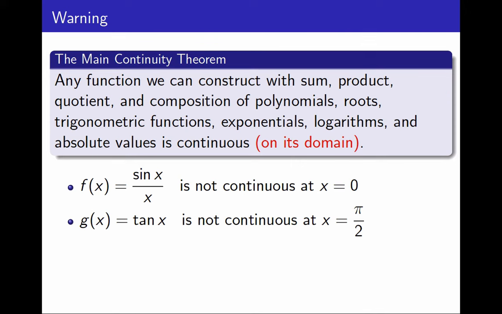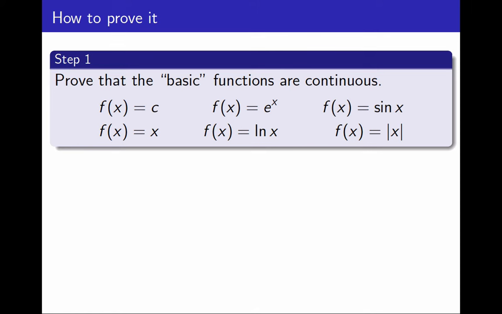It is worth proving it. Of course, I cannot prove it for all functions one by one. Instead, I have a better plan. The plan goes in 2 steps. Step 1. I need to prove that the basic functions are continuous. The basic functions are the building blocks that I use to construct other functions. I have chosen 6 basic functions. Constant functions, the function f of x equals x, basic exponential, natural logarithm, sine, and absolute value.